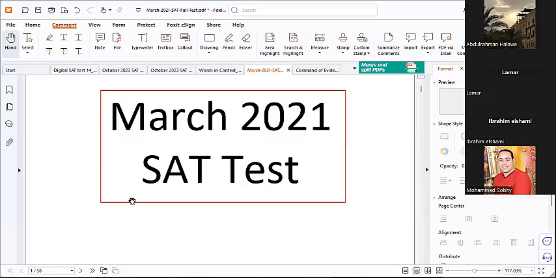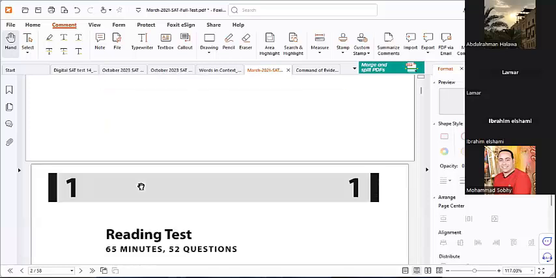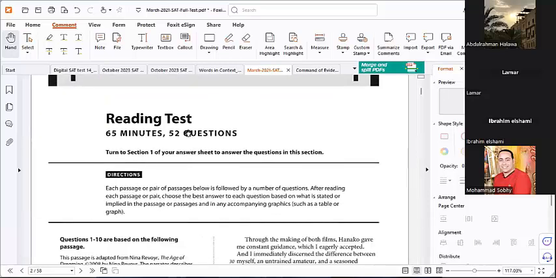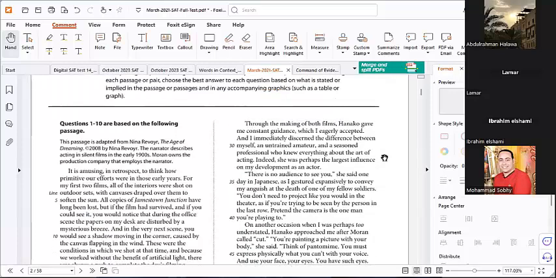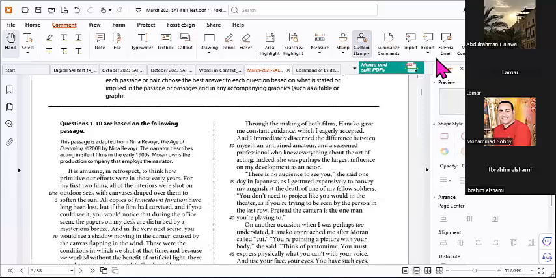March test 21. Okay, it's a comprehensive test. Reading test, 65 minutes, 52 questions. Let's go to the first passage. All of you will start reading. Let's start with Abdurrahman, then Lamar, then Ibrahim, then Maria, and after that Yusuf. Now Abdurrahman, please start.